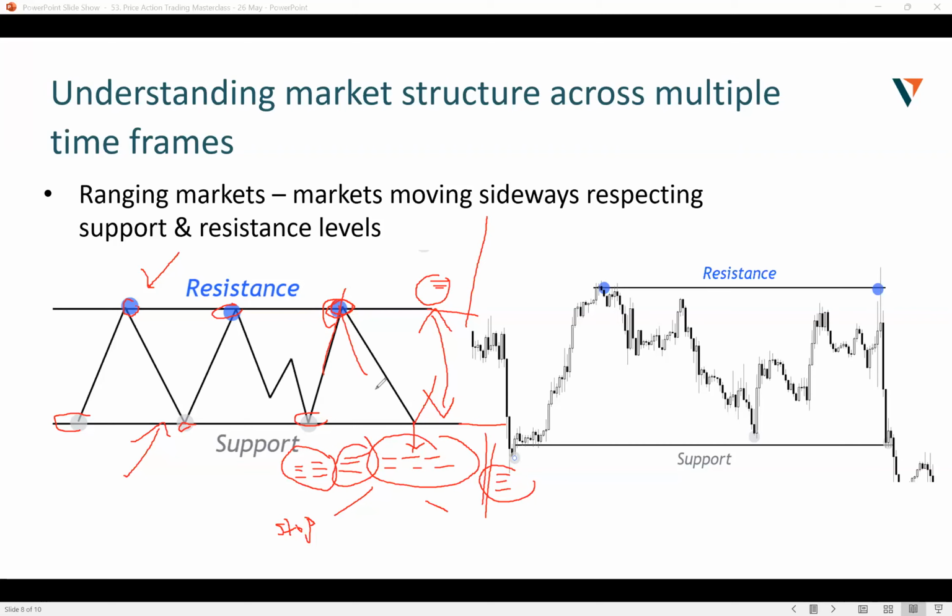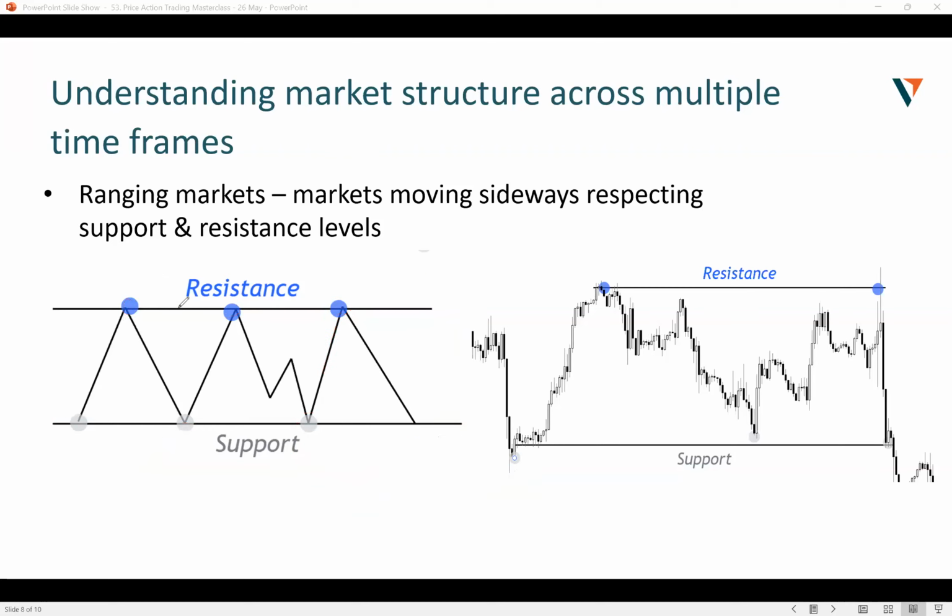So in a sideways market, what happens is that you can see price would move and respect both the support and resistance levels. In this case, we don't see a clear direction or a clear market structure. We don't see clearer highs or clearer lows. Prices are just moving sideways, and we can see acknowledgement of both support and resistance levels.